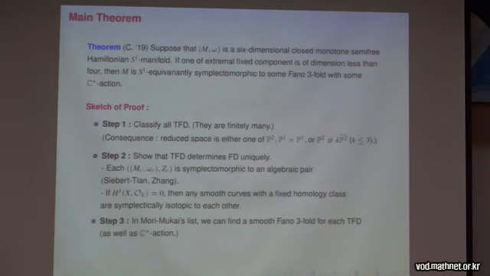Okay, so here is the sketch of the proof. The first step is to classify all possible topological fixed point data that our manifold can have. And we show that in our case, from the classification of topological fixed point data, every reduced space is one of these five types. And actually they are known to be symplectically rigid. And the second step is that topological fixed point data determines fixed point data uniquely.